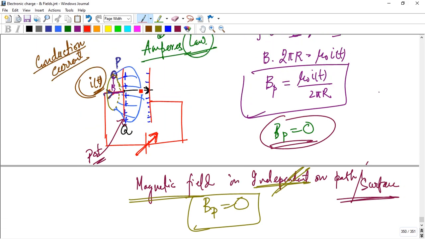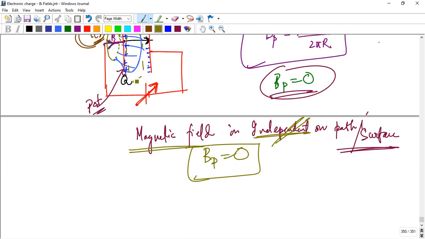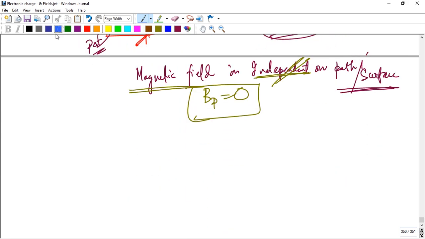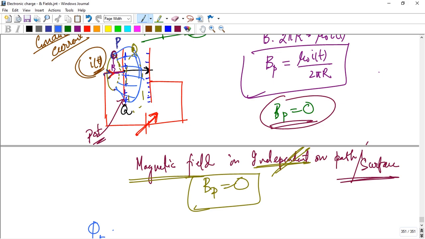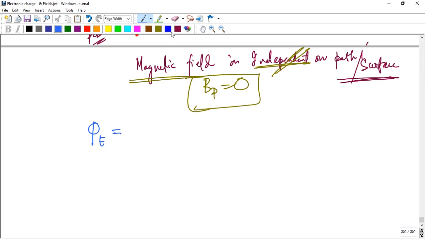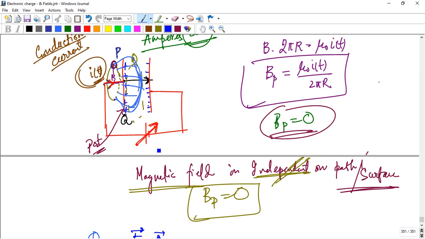Now we choose any arbitrary path here, inside between these two plates. We see that the electric flux phi E crossing this surface is equal to the electric field E times the area A. Now, how does this flux change? Because the source is changed.